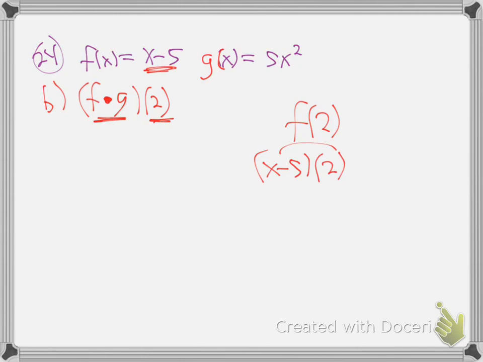Take x minus 5 and then multiply it by 2, so it's 2x minus 10. Is that what that means? No, you know very well that doesn't mean that. What does that mean? Plug the 2 in and get 2 minus 5, negative 3. That's what it means, huh?